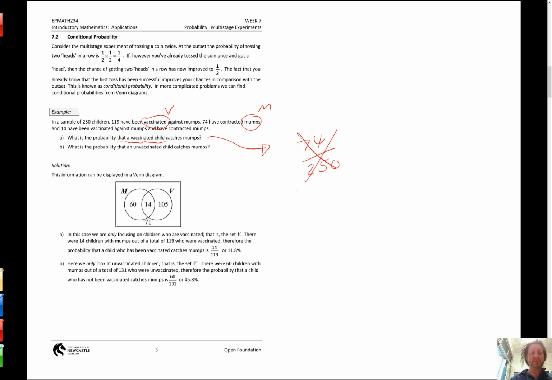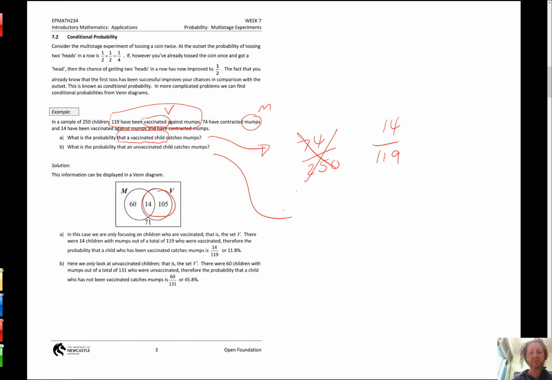But read the question carefully. What's the probability that a vaccinated child, as in, I'm only talking about vaccinated children. How many children are vaccinated? 119. So it's saying out of these 119 people, what's the chance of randomly selecting one of those 119 children and they got mumps? Well, let's look. Here are the 119 children in the V circle. 14 of them got mumps. That's the answer to that question. It didn't ask me about anyone else, except what is the probability that a vaccinated child, in other words, one of these 119 children, got mumps? Well, 14 out of the 119 got mumps.